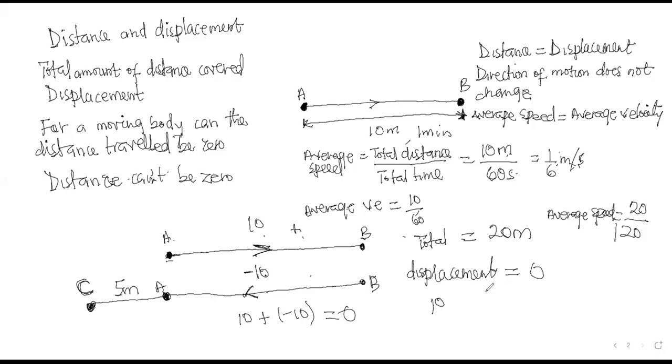A woman walks 300 meters due east in 100 seconds. Then 200 meters due west in 80 seconds. Calculate her average speed and her average velocity.